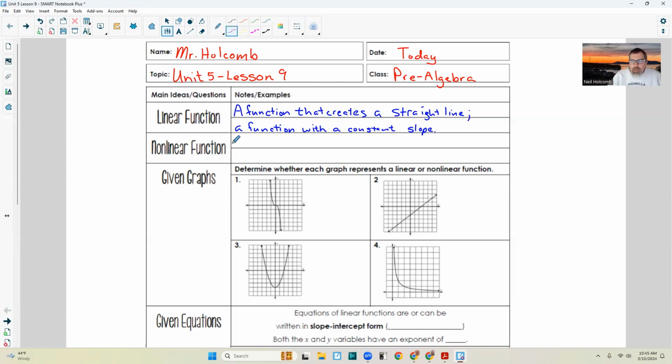A nonlinear function is a function that does not create a straight line, often graphed as a curve. So let's write all that. A function that does not create a straight line. Often graphed as a curve.